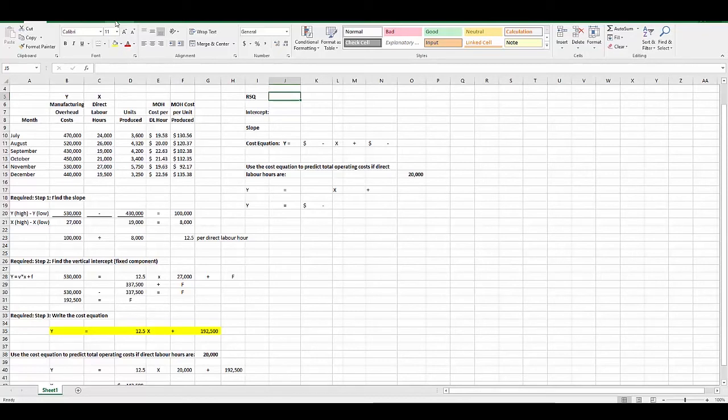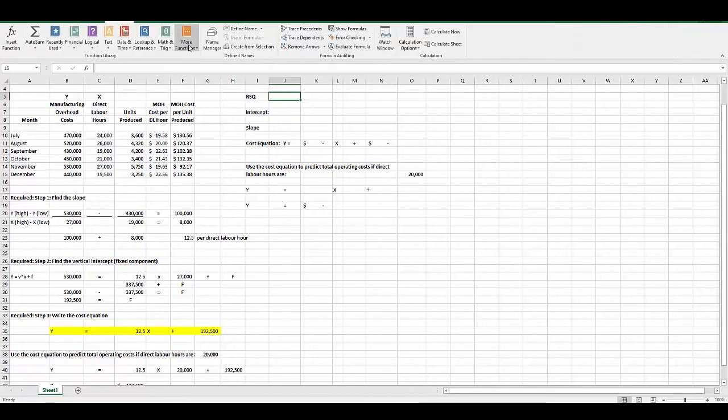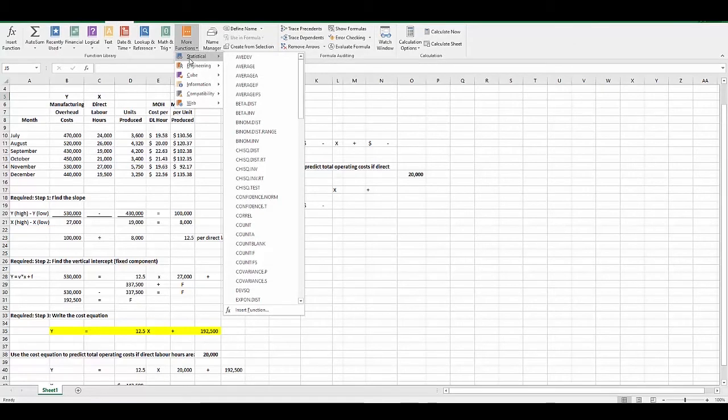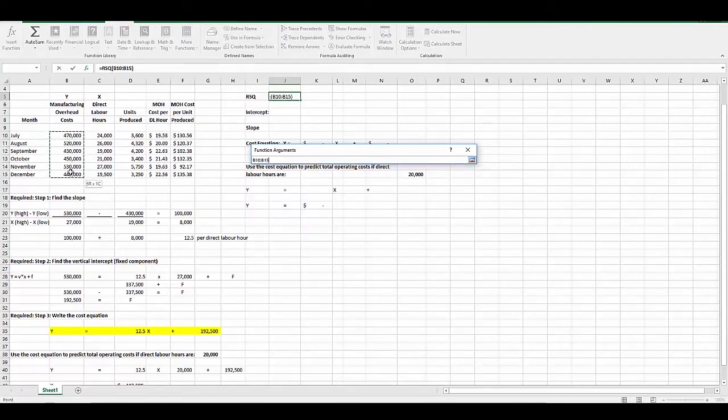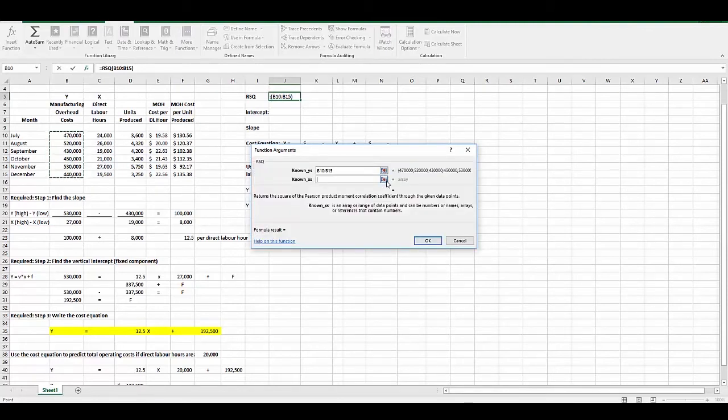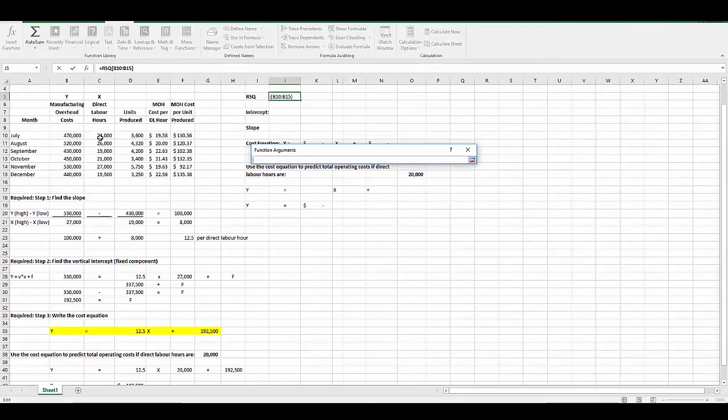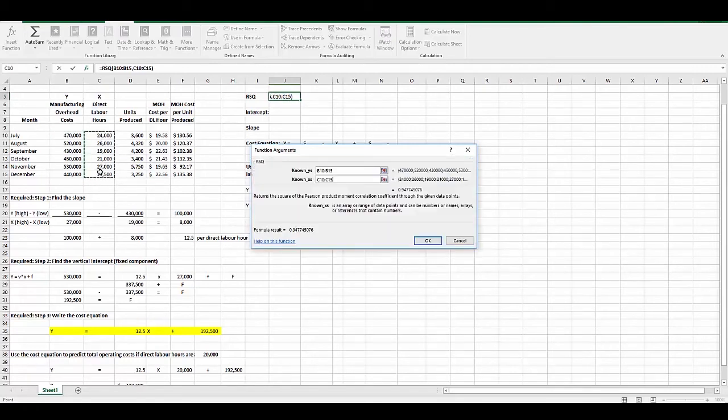The first thing we're going to do is go up under Formulas, then More Functions, pick Statistical, then scan down our list until we see the R-square. That's your R-square. It prompts you to look for your Y. So you just come down here, enter in your Y's, hit enter, then look for your X's, enter all those in, and OK. R-square, 0.947.